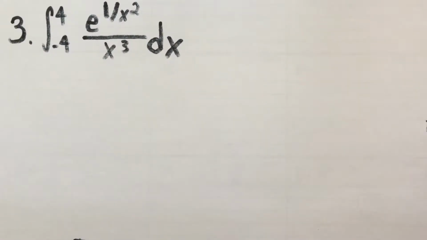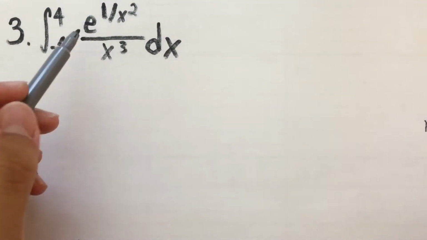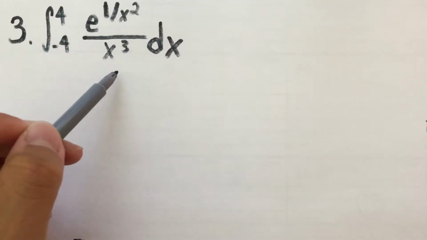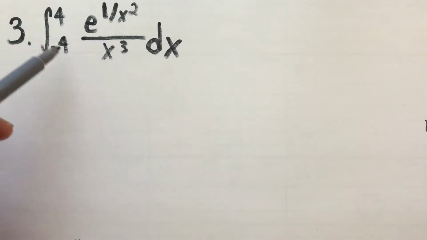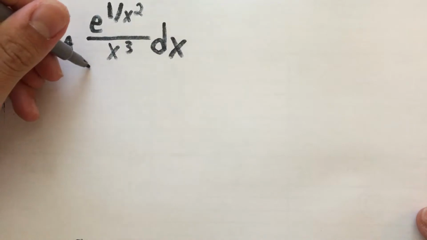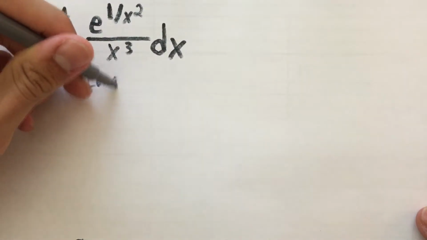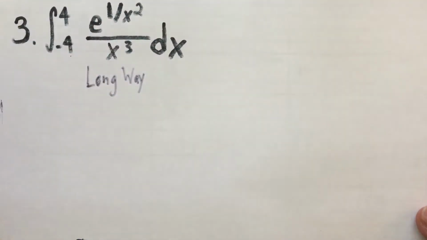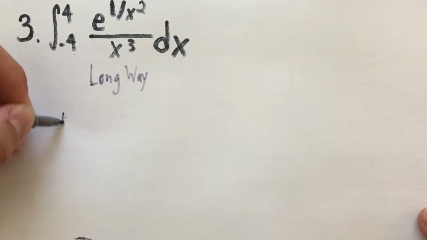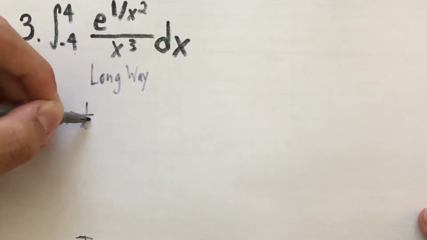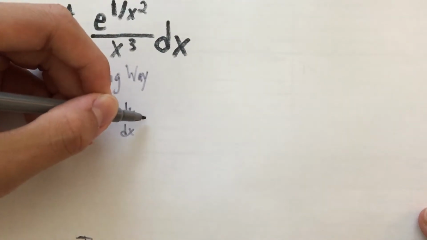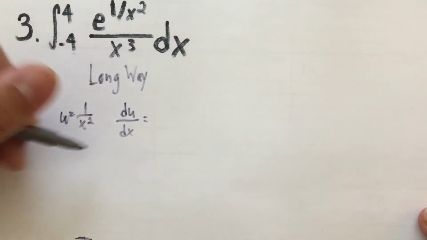So for our final problem, we have to find the area of e to the 1 over x squared power all over x cubed, between -4 and 4. There's two ways to do this problem, and first we'll do the long way. For the long way, we solve it as any normal u substitution problem. So we'll say u equals 1 over x squared, and we have du over dx equals the derivative of 1 over x squared.